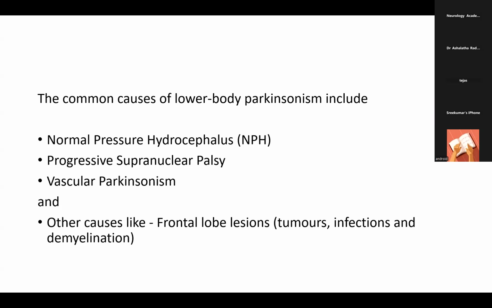The common causes of lower body Parkinsonism include normal pressure hydrocephalus, that is NPH, PSP, progressive supranuclear palsy, and vascular Parkinsonism. There are other causes like frontal lobe lesions, tumors, infections, and demyelination. The discussion in this class will proceed with NPH, PSP, and vascular Parkinsonism, and a small approach to lower body Parkinsonism symptoms, how to approach the patients.